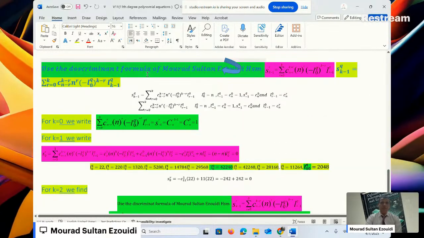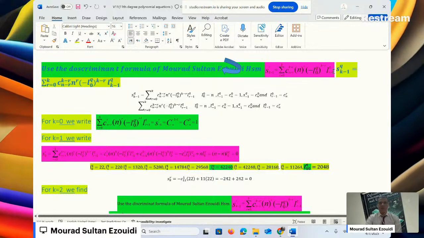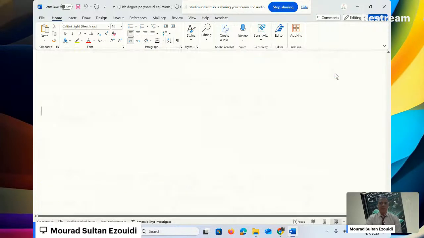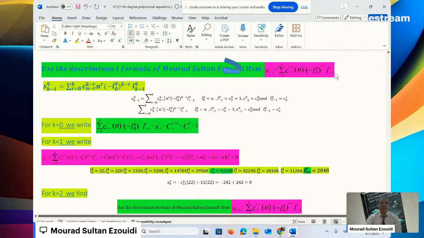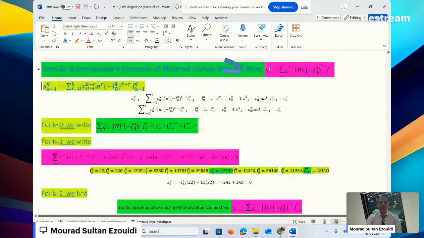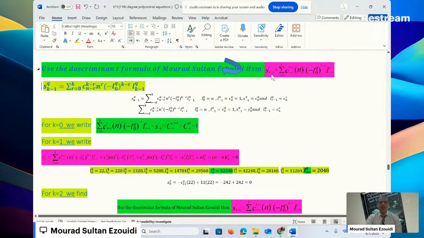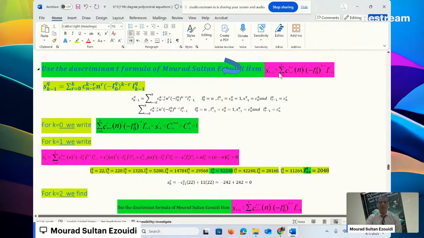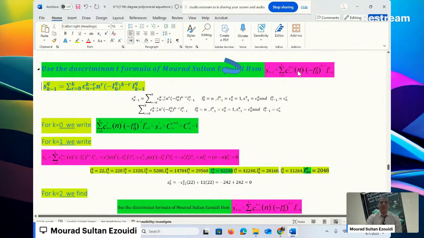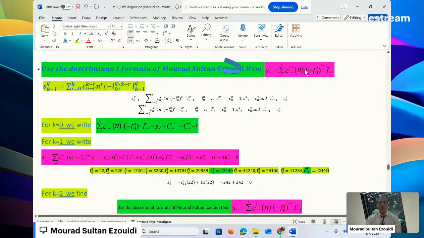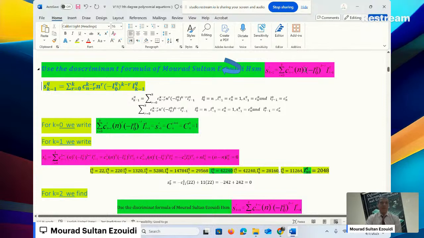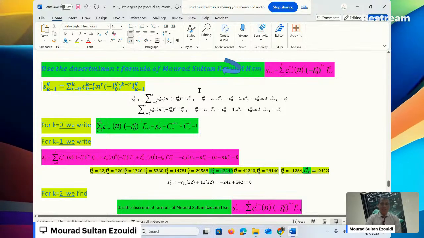So here, my kids, I will use this one, I can put it down if it's possible. I will use the decimal formula of Mourad Sultan Ezouidi, or the theorem, that is written as S subscript k minus 1 of 42 equals the sum from r equals 0 to k of the combination of n minus r choose k minus r, times the r-th power, between parentheses, of L subscript r of 42. So this is the formula.